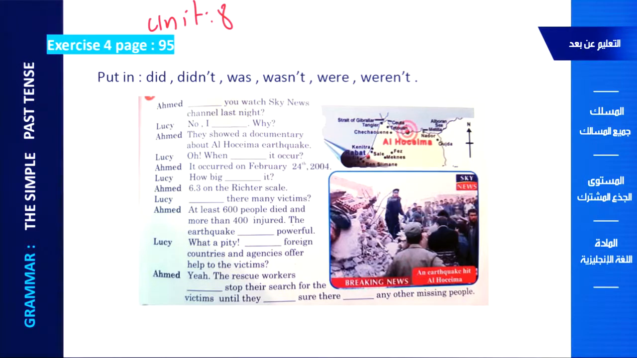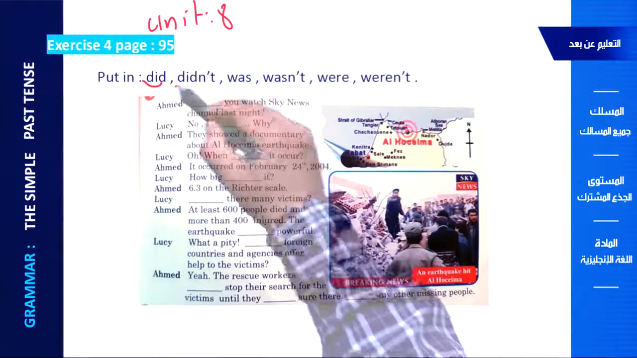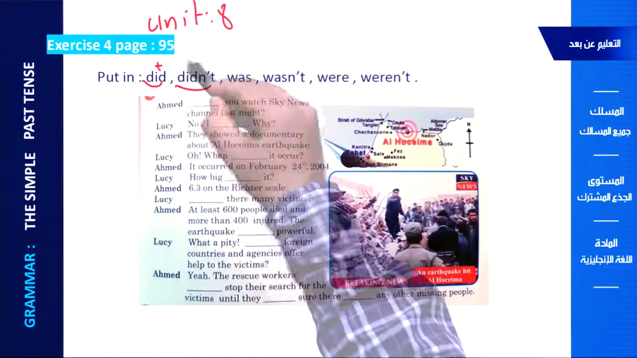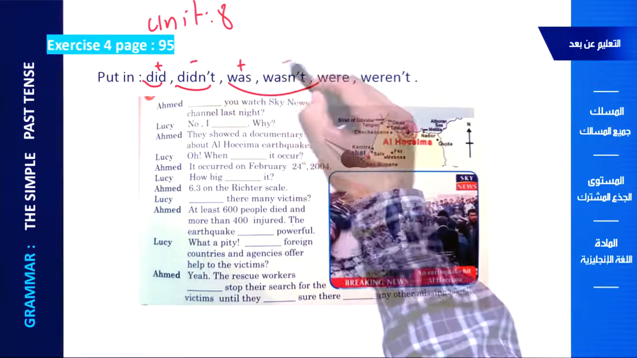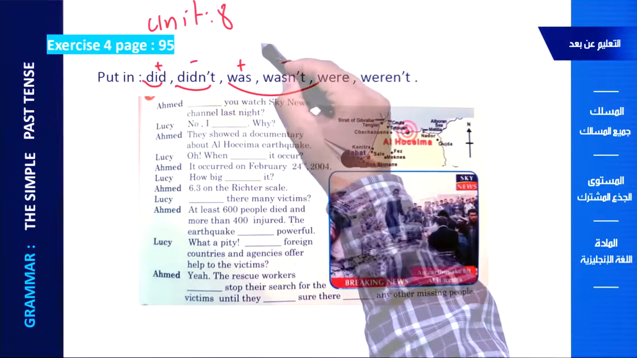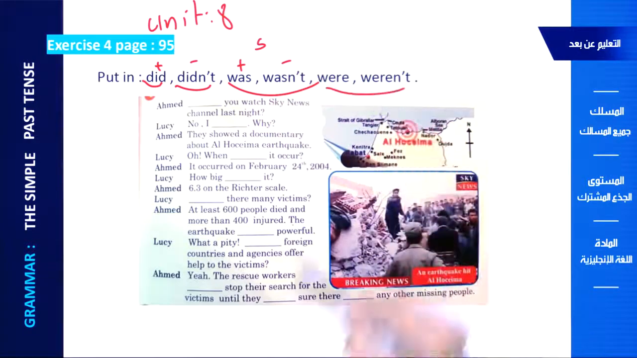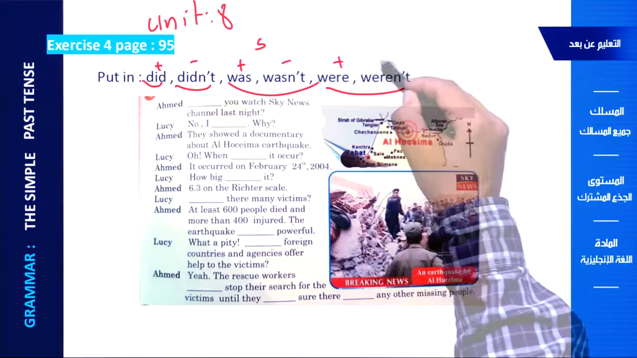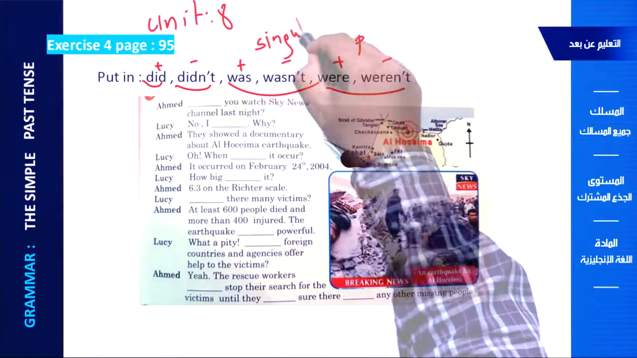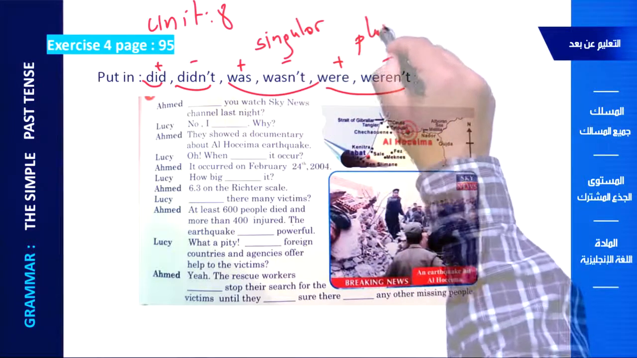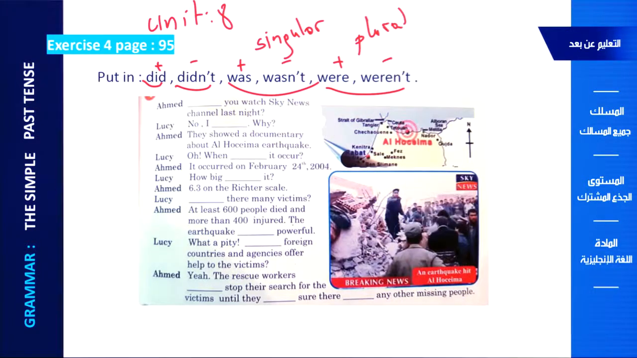Before we do it, what do we have here? We have to put in did, didn't. This is positive and this is negative. Was, wasn't: positive and negative of the singular form. And we have were, weren't: positive and negative of the plural. This is singular and this is plural, as we have seen in the last lesson. So put in did, didn't, was, wasn't, were, weren't.